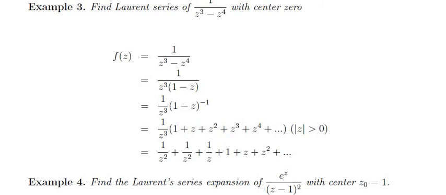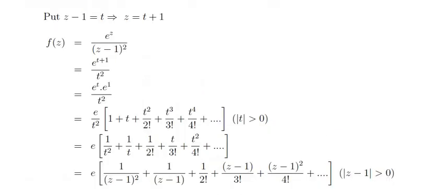Next question. Find the Laurent series expansion of e raised to z by z minus 1 the whole square with the center z naught equal to 1. Please check, the center z naught is equal to 1. That means the expansion containing the powers of z minus 1. Put z minus 1 equal to t, therefore z equal to t plus 1.